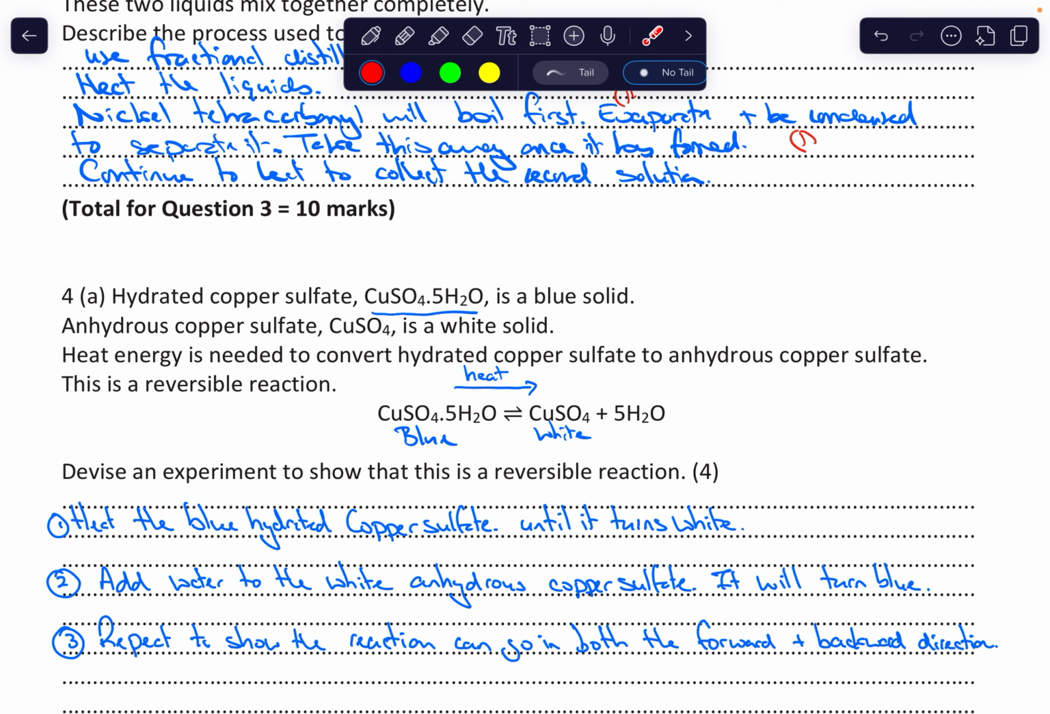So the three steps we've got: heat the blue copper sulfate until it goes white. Then you're going to add water, okay, and it'll go back to blue, and then you can repeat that process to show it's going forwards and backwards by heating or adding water. Next question, let's have a look.